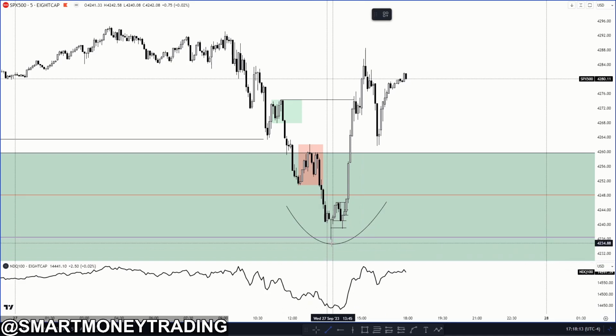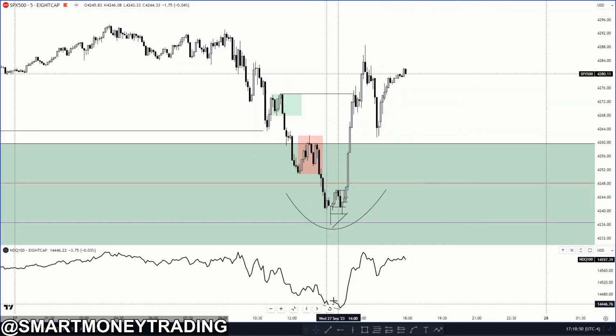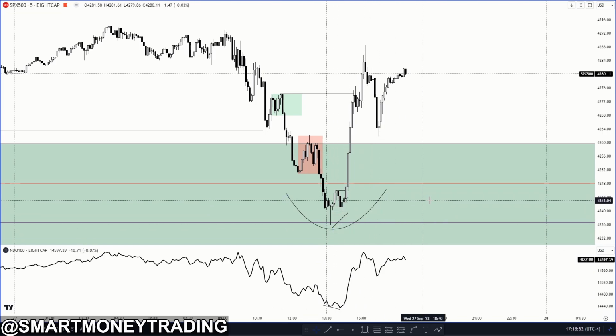And then this right here was your SMT divergence, because this low created a lower low. Let me fix this real quick, guys. I'm sorry. So again, here you can see NASDAQ created lower lows, ES created higher lows, and that is pretty much the SMT divergence you want. This was the weaker one, this one was the stronger one, and that's why you can see NASDAQ just started to rally all the way up, and then ES again just rallied up too.